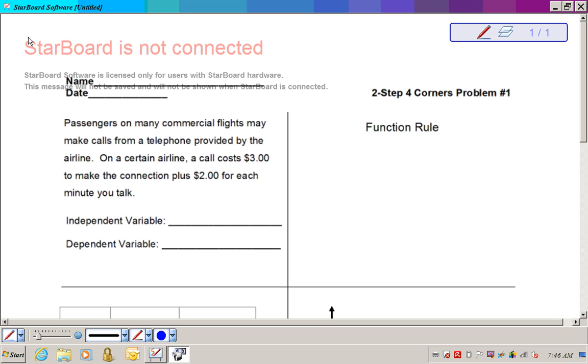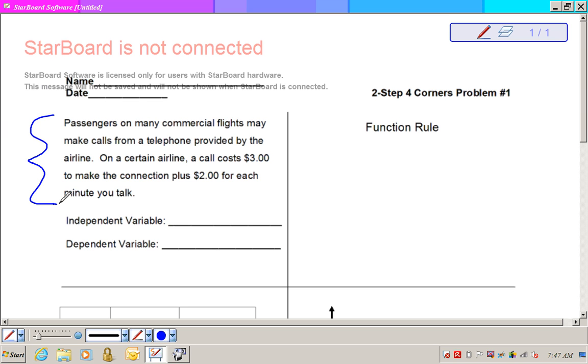This video is on how to do a four corners problem that we're going to be doing in multiple representation. So we're going to start off by reading the top left corner. It says passengers on many commercial flights may make calls from a telephone provided by an airline. On a certain airline, a call costs $3 to make the connection plus $2 for each minute to talk.